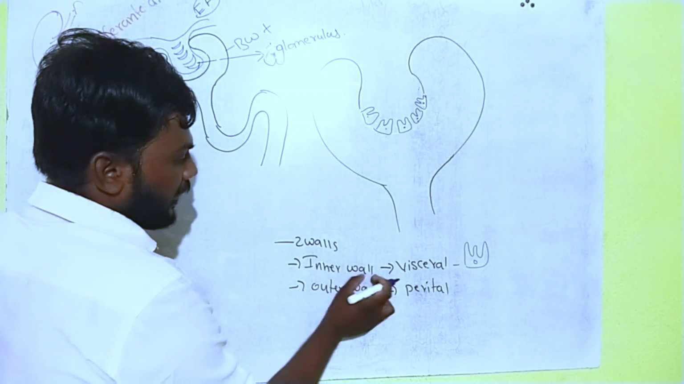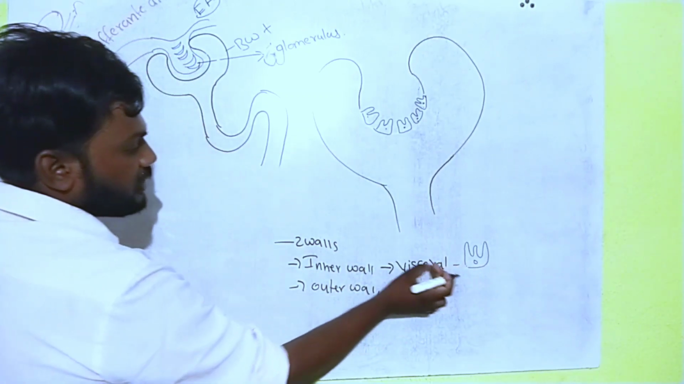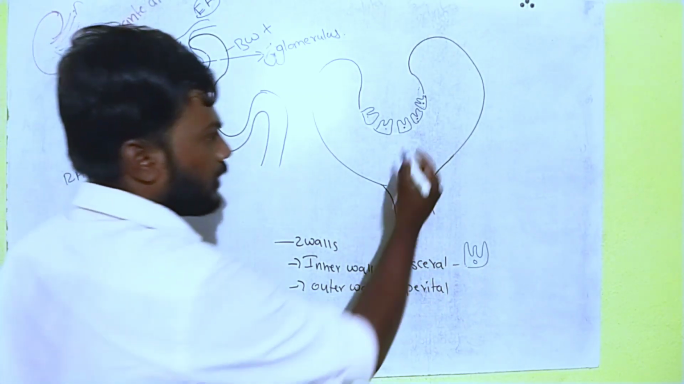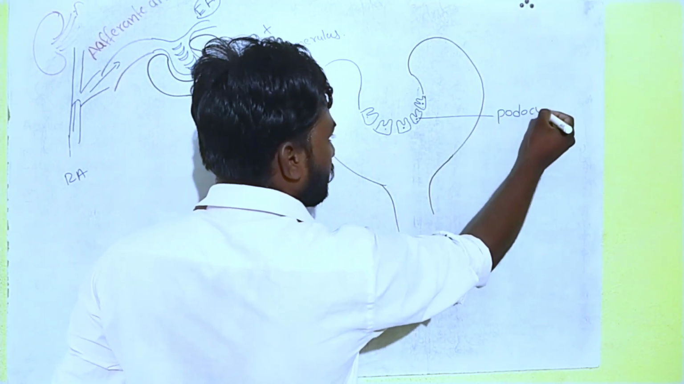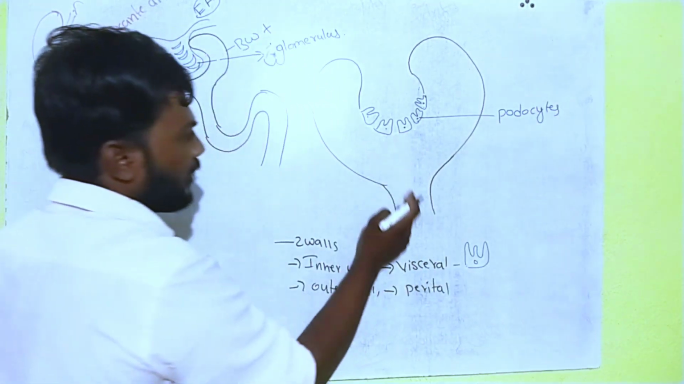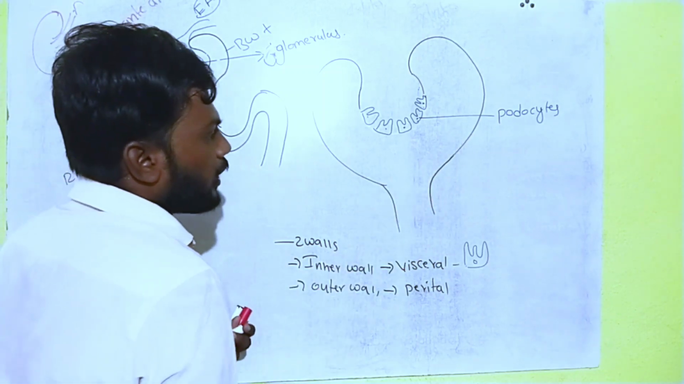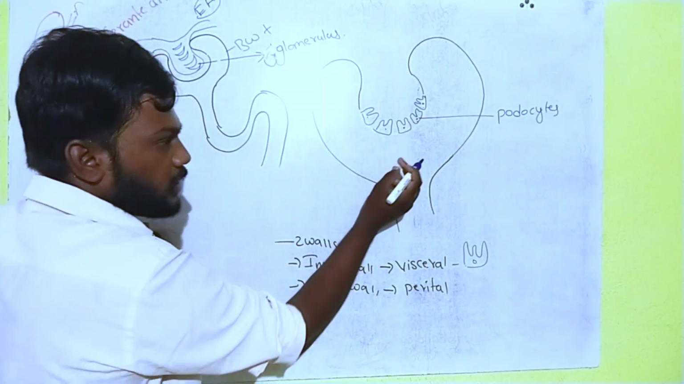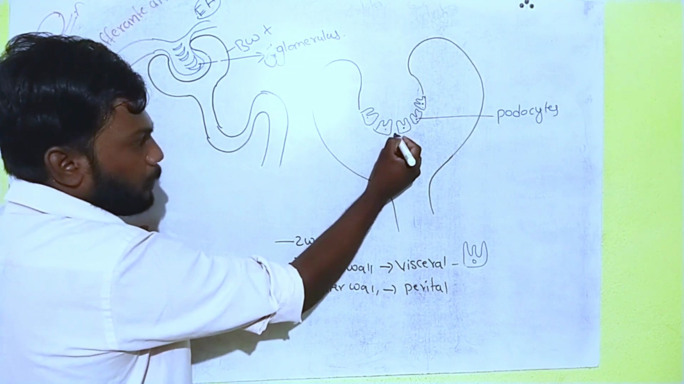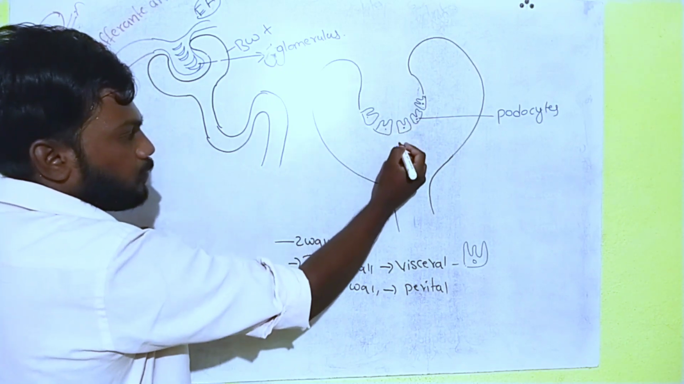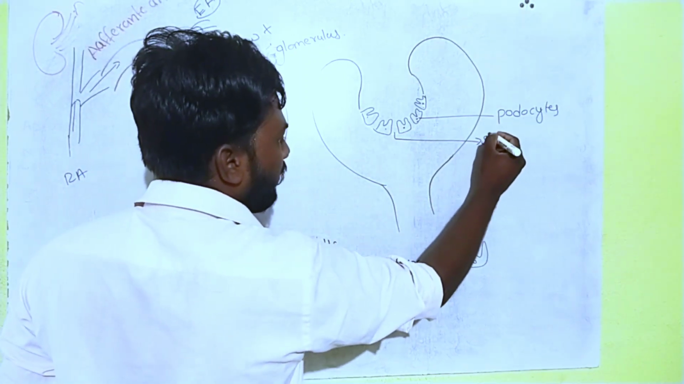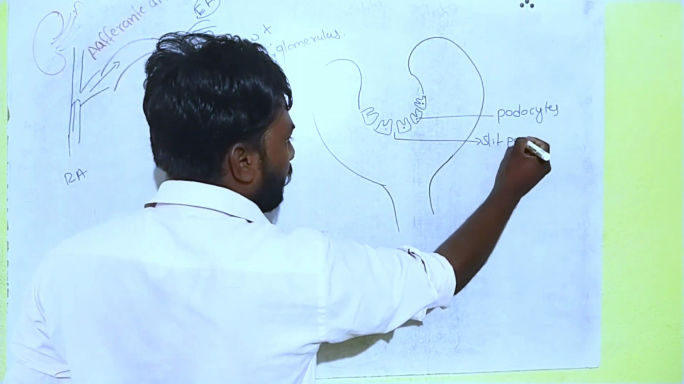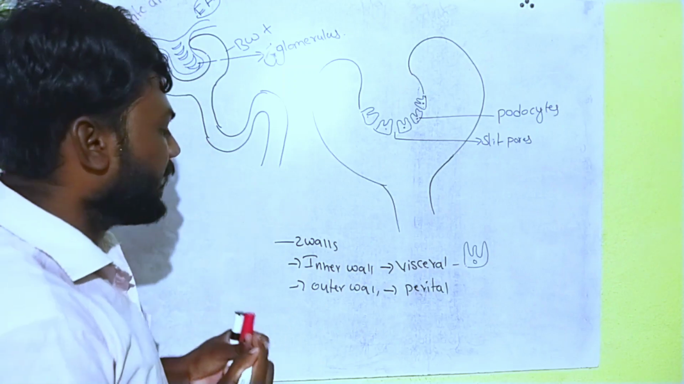It means the inner wall is lined with podocytes. This wall we call the visceral wall. You can observe that in between the podocytes there are some gaps. It means pores. These pores we call slit pores. The slit pores are very important.